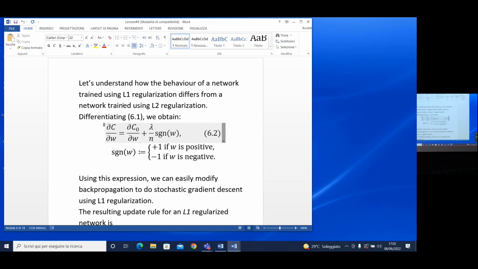What is a continuous function? What is a continuous function at a point X? A function is continuous at point X if the limit of the function at the point X coincides with the value of the function at the point X. So it doesn't jump.